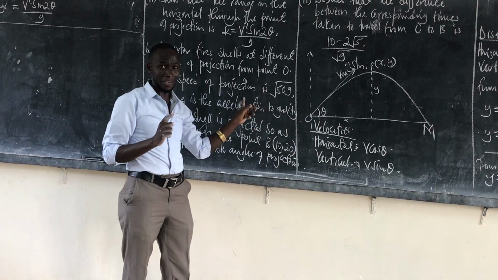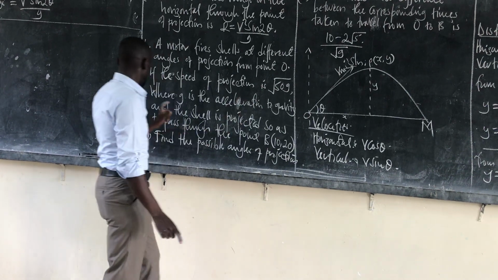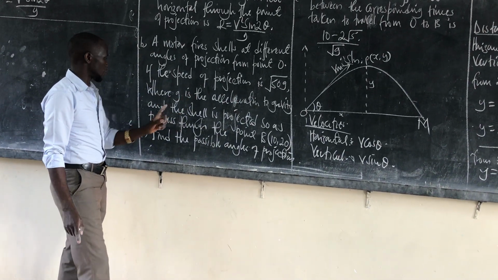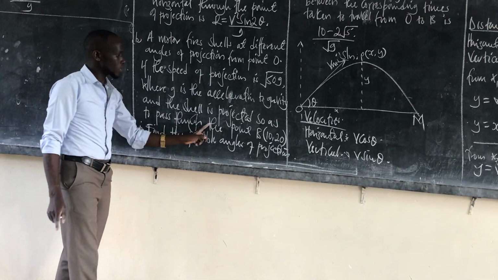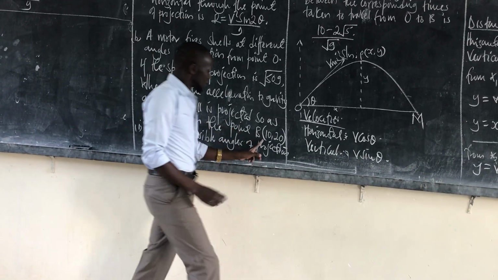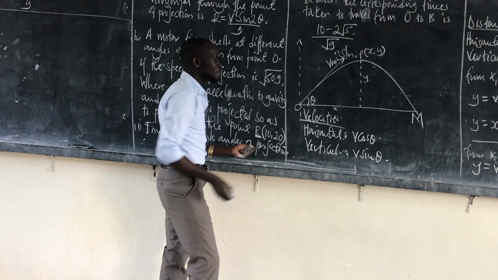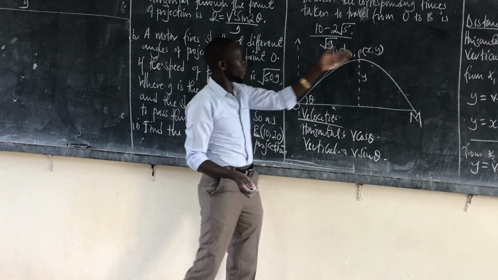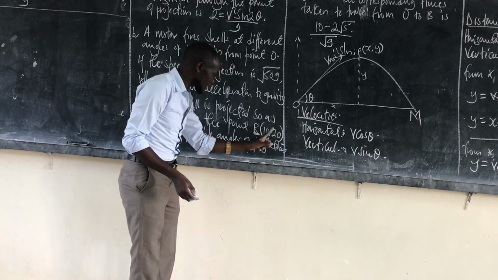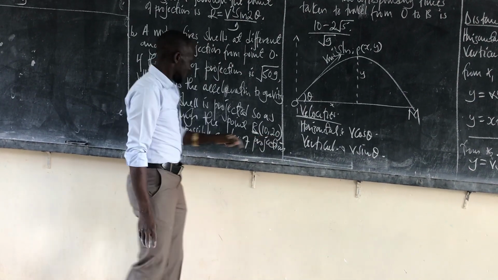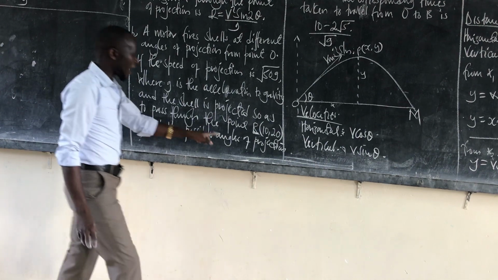Take a note as you are reading the question. Where g is the acceleration due to gravity, and the shell is projected so as to pass through the point B. Now, this one they are taking from point B, but we are very well aware that as it was projected, they gave us P in terms of X and Y. So this is our X, and this is our Y. Find the possible angles of projection.